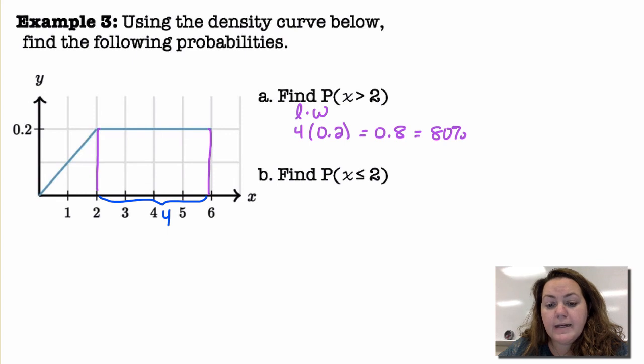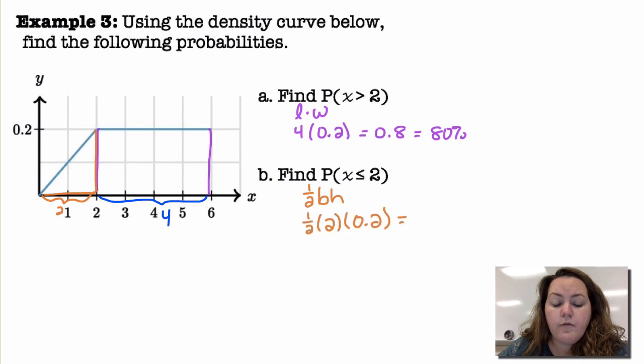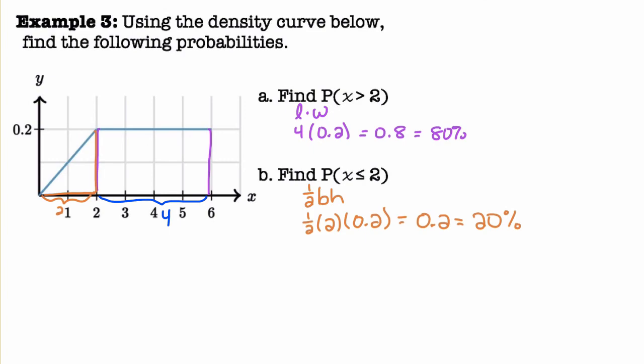Find the probability that x is less than or equal to 2. So I'm going from 0 to 2. The base measurement is 2. The height is 0.2, so it's 1/2 times 2, which is 1, times 0.2, which is 0.2, which is 20%. And again, 80 and 20 does make 100%, since I'm accounting for all of the area under the curve.